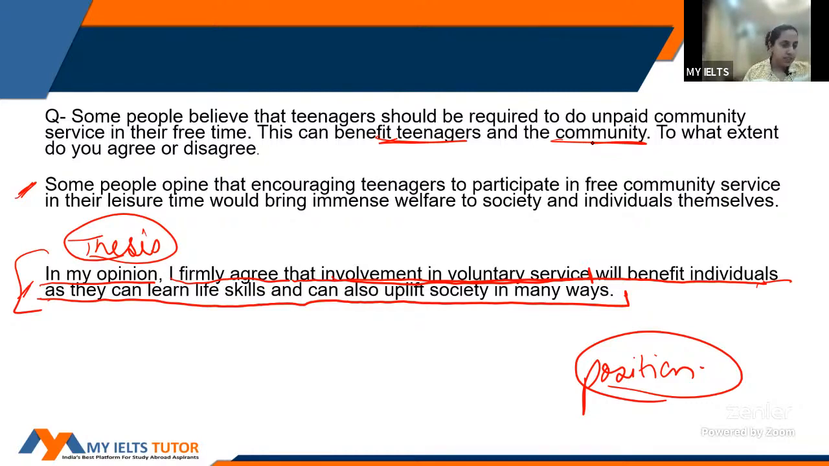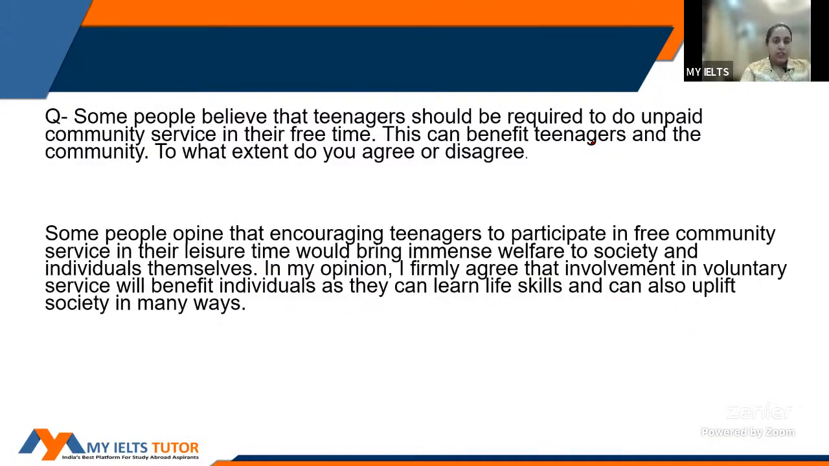Right? So this is my clear opinion. I am agreeing because individual ko ye benefit hoga, society ko ye benefit hoga, right? So this will be my complete introduction.